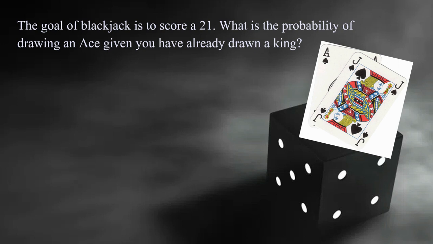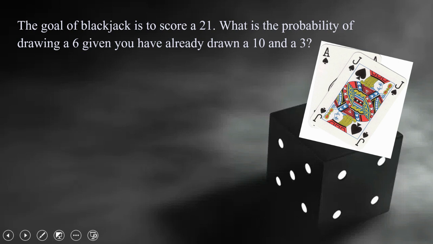So the goal of blackjack is to score 21, which you do by getting a face card, which is worth 10, or a 10, and an ace, which is worth 1 in this case, okay? Or 11. What is the probability of drawing an ace given you've already drawn a king? So you've already drawn that king. Now you're working with 51 cards, and you have 4 of them being aces, so the probability of drawing an ace after drawing a king would be a 4 out of 51 chance, okay?